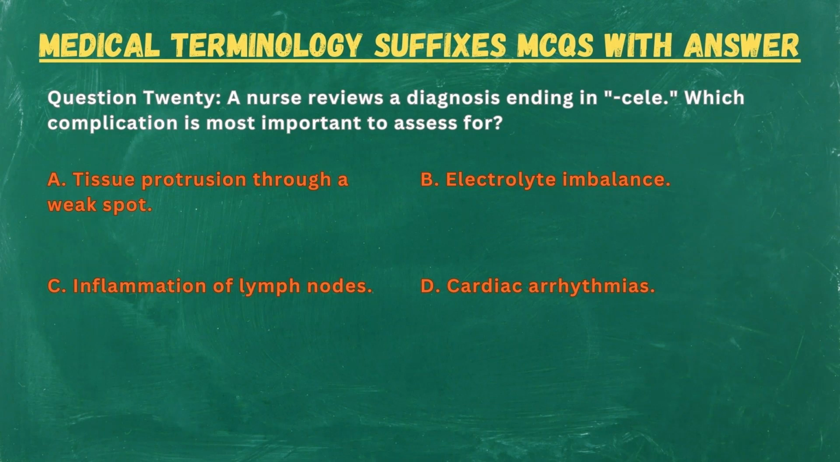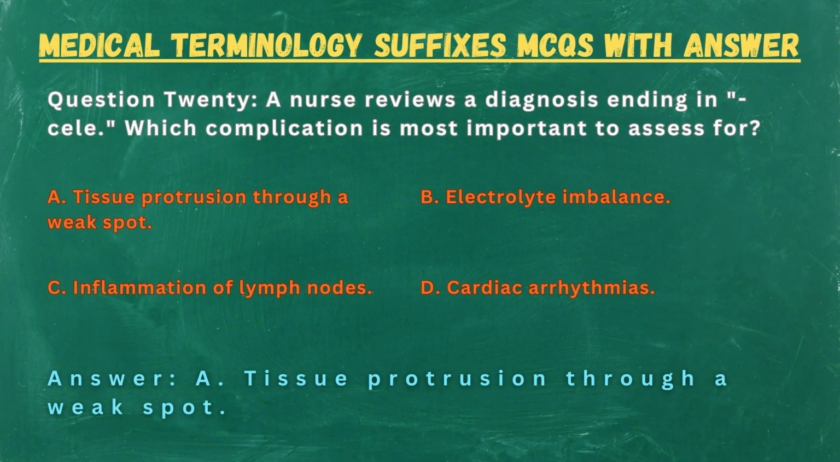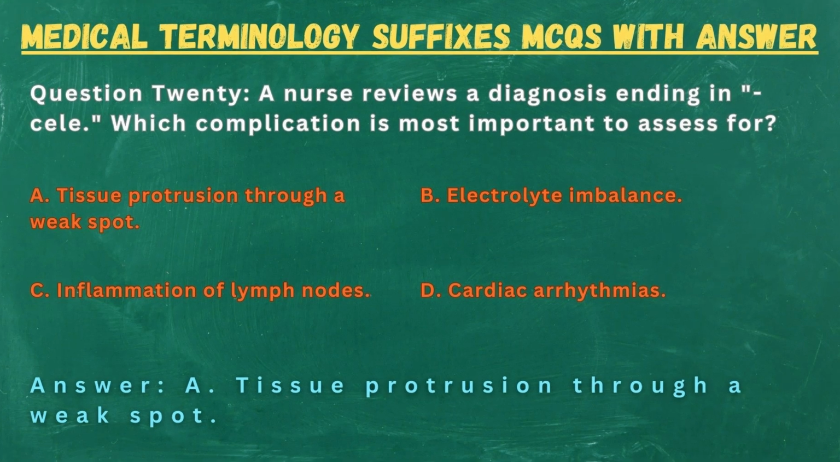Question 20. A nurse reviews a diagnosis ending in a seal. Which complication is most important to assess for? A. Tissue protrusion through a weak spot. B. Electrolyte imbalance. C. Inflammation of lymph nodes. D. Cardiac arrhythmias. Answer: A. Tissue protrusion through a weak spot.